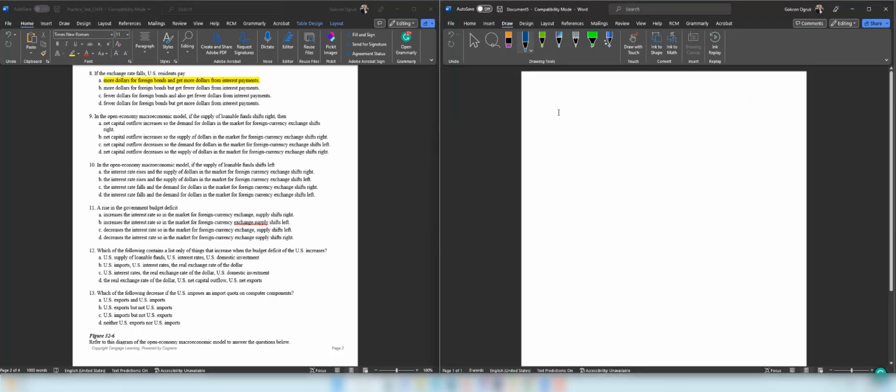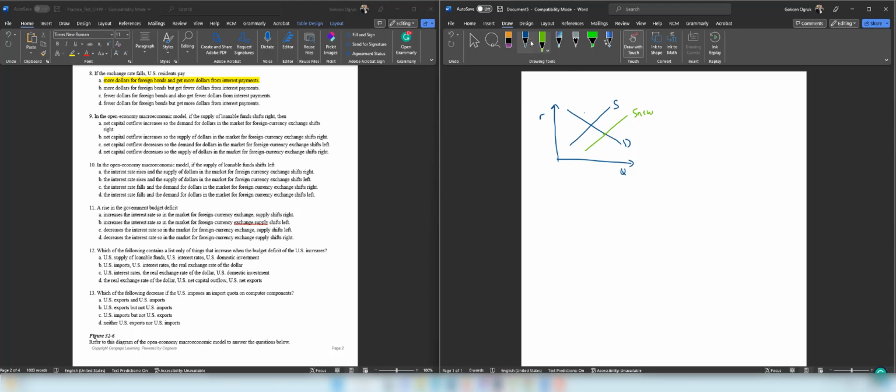Number 9, in the open economy macro model, if the supply of loanable funds shifts right. So this is our model. This is the real interest rate, this is the quantity, this is the supply, this is the demand. And now we know that supply shifts right. This is the new supply curve, and we will have, as you see here, a lower interest rate.